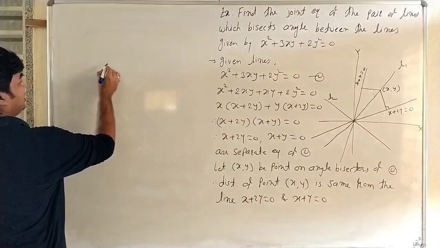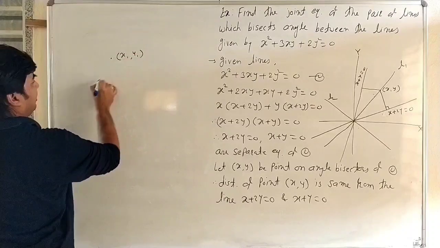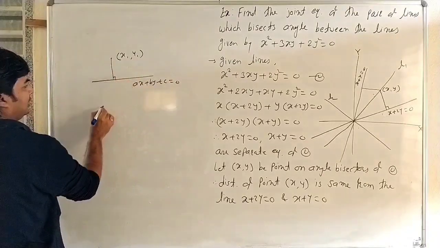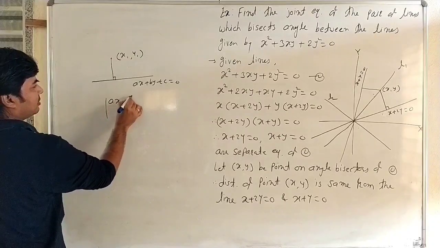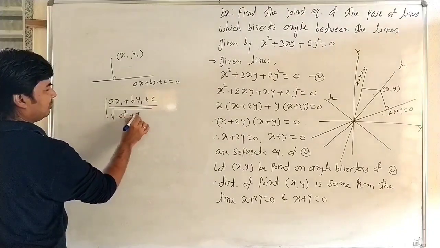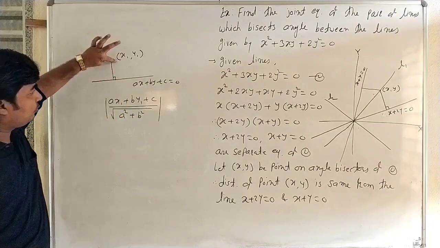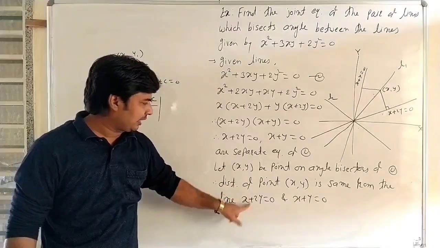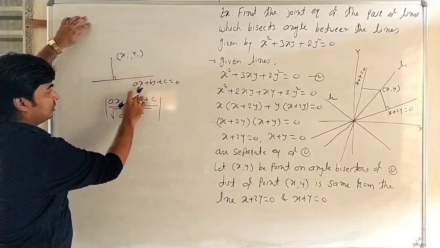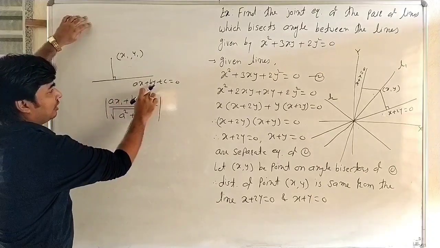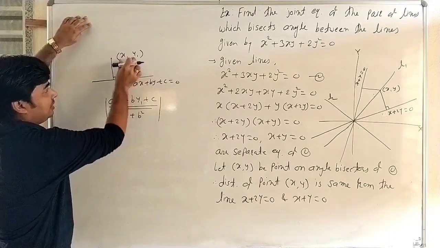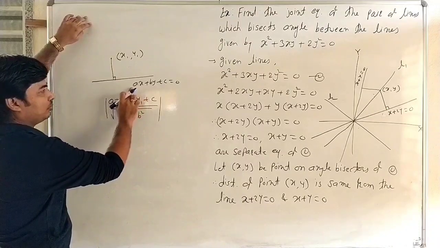Now, by the distance formula, we know that for a point x1 comma y1 and the line ax plus by plus c equal to 0, the distance of the point from the line is mod of ax1 plus by1 plus c upon under root of a square plus b square. It is the perpendicular distance formula, the distance of a point from a line. Now the distance of the point from the two lines are the same. Here the point is x1 y1, here the point is x and y. Put x1 on x and replace y by y1: ax plus by plus c becomes ax1 plus by1 plus c. Put the values of x and y, and upon under root of a square plus b square, the coefficients of x and y.